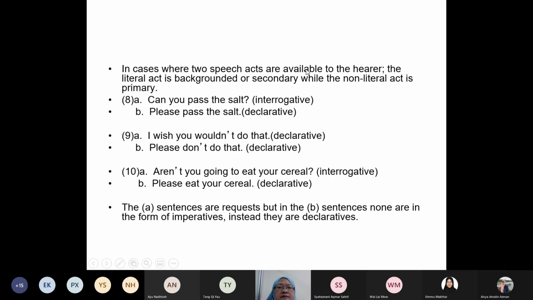In cases where two speech acts are available to the hearer, the literal act is backgrounded or secondary, while the non-literal act is primary. So when you say, can you pass the salt? This is a question, so this is the literal. This will be backgrounded, not the prominent message. The question is not the prominent message, but please pass me the salt. The request is the primary. The non-literal act is primary.